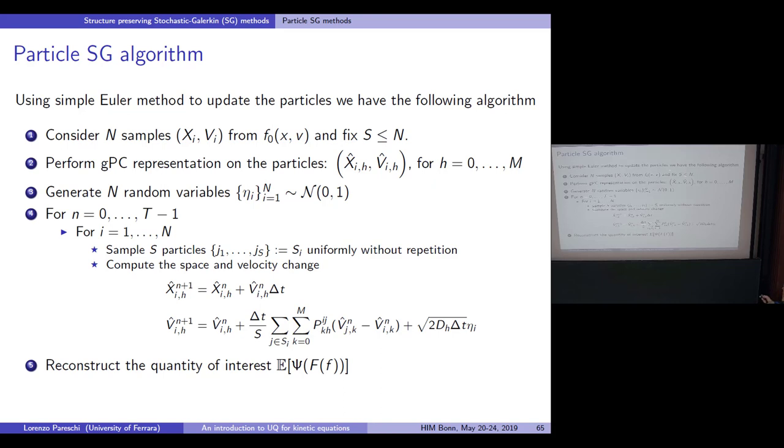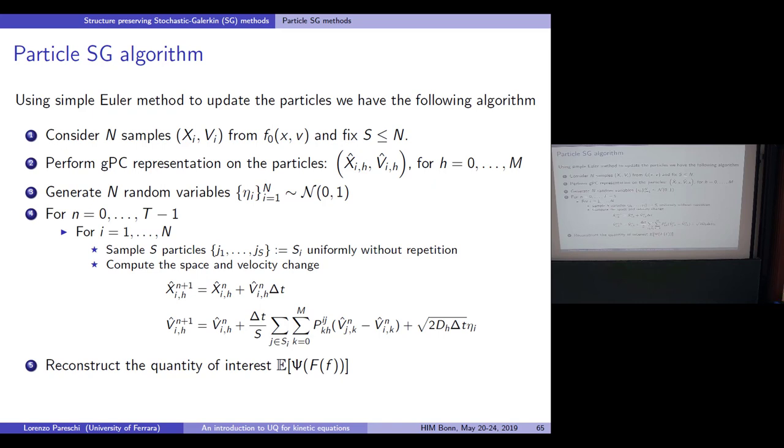And we fix s, the price we want to pay in the evaluation of the sample. Of course, the smaller the s, the faster the method is, but in some sense you lose some accuracy. Now you perform your expansion of all particles, so that you switch to the modes for each single particle. These two steps, 3 and 4, have to be switched, but it doesn't matter. What we do now is a time loop, and a loop over all particles.